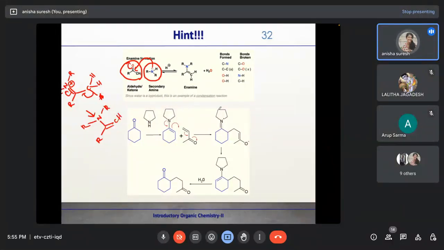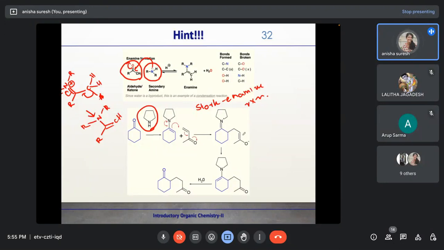Then this is an example of an enamine conjugate addition reaction. This is known as the Stork enamine reaction. We have a secondary amine here, so it will give rise to an enamine. Now the lone pair on nitrogen will fall down, this carbon-carbon bond will break, and it will attack at the 1,4 position of this alpha beta unsaturated ketone, giving rise to this intermediate.